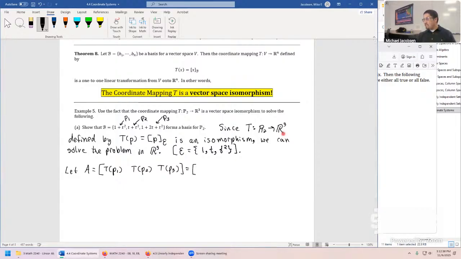Another way to write this is, in other words, we're taking p1 relative to the standard basis E, p2 relative to the standard basis E, and p3 relative to that same standard basis E. And just to see this connect, here's p1, p2, p3, those three vectors here. And when we refer to the standard basis of P2, we're referring to these vectors, 1, t, t squared. So this is a 3x3 matrix. So we can resolve this now in R3.